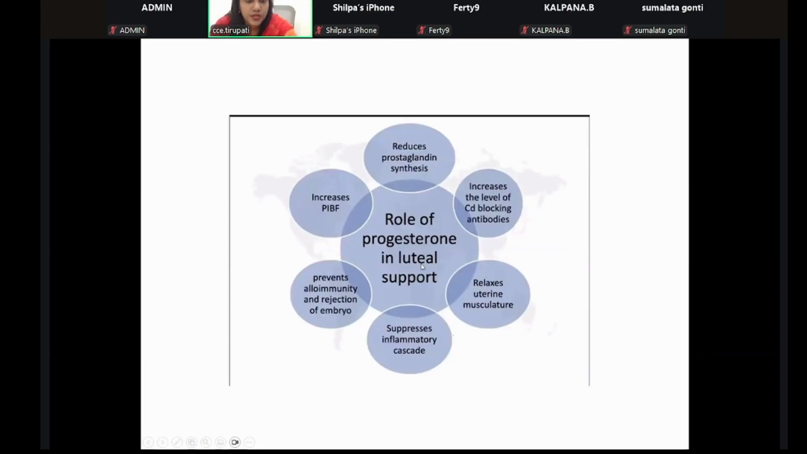So, what is the role of progesterone in luteal phase support? It has so many functions. It reduces prostaglandin synthesis, supports the endometrium, increases the level of CD blocking antibodies. It relaxes uterine musculature. It suppresses the inflammatory cascade. It prevents rejection of the embryo. It prevents autoimmunity. So it supports the embryo implantation in so many ways.